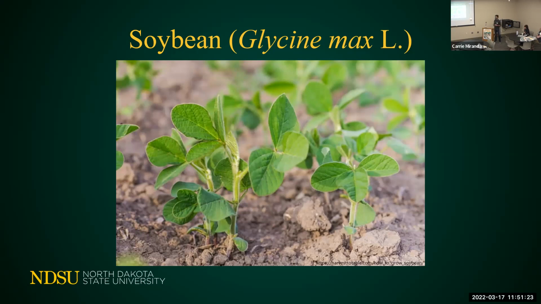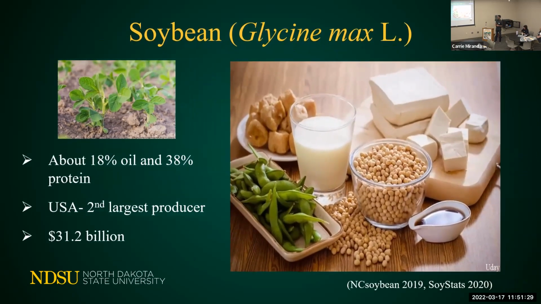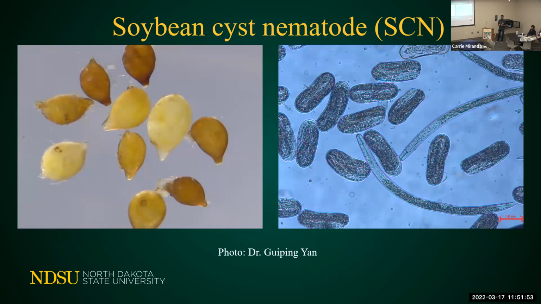So let's start with soybean. I don't have to talk about soybean a lot because we know a lot about it, and a previous speaker has already talked about it. But nonetheless, soybean is a very important leguminous crop because of its higher oil and protein content, and a lot of stuff that we use in our daily life and other sectors is derived from soybean and its byproducts. The USA ranks second for the production of soybean in the world, with a value of more than $31 billion. There are a lot of biotic and abiotic problems in soybean production, and among the biotic factors, soybean cyst nematode is the biggest threat to soybean production in the USA as well as other soybean producing countries.